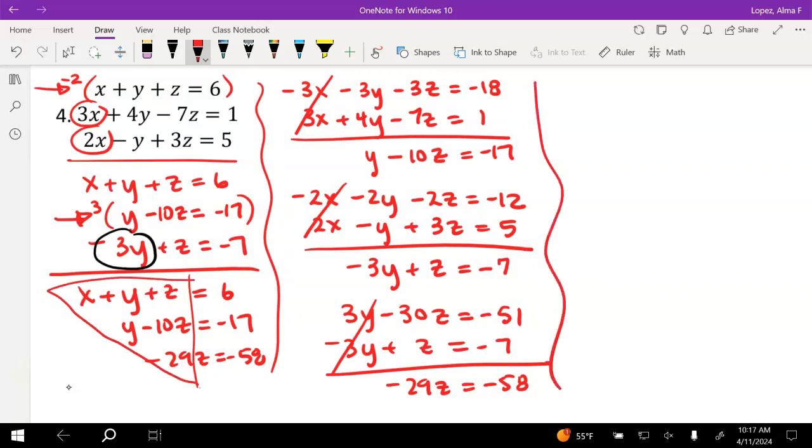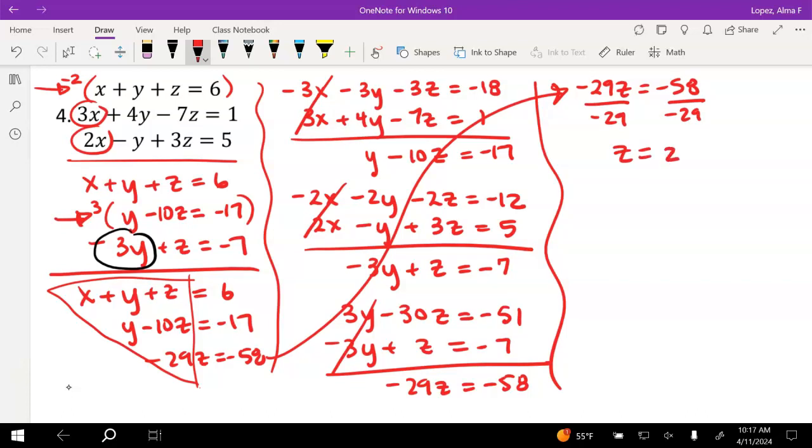I'm going to start with the third equation. The third equation says negative 29z is equal to negative 58. After dividing both sides by negative 29, I get a z of 2. But remember, all of our answers are three-dimensional, so if our z is 2, I still have an x and a y that I need to look for.